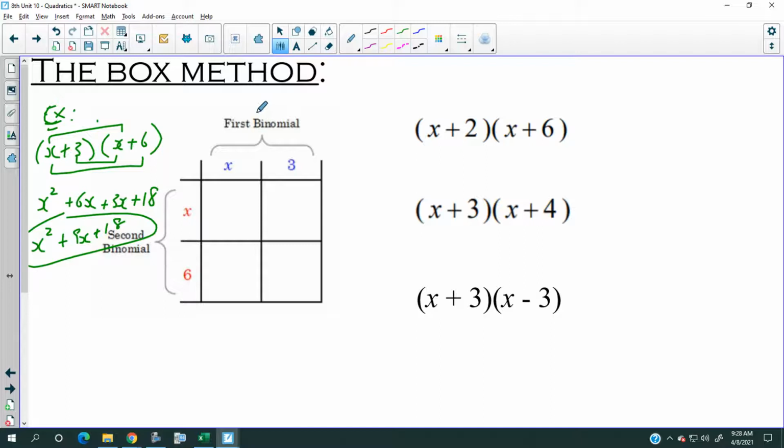What the box method does is it forms a matrix, actually. What's the matrix being used here? On the top here, we use the first binomial. Let me use a highlighter. Here you can see the x plus 3, and on the other side, you have x down here and then 6 over here. So that's the setup.